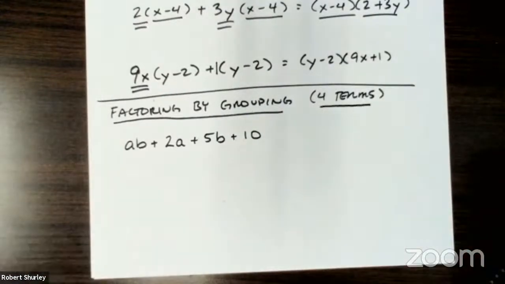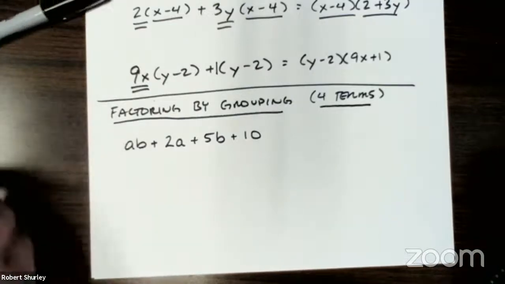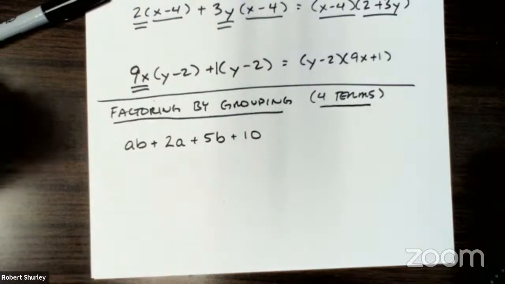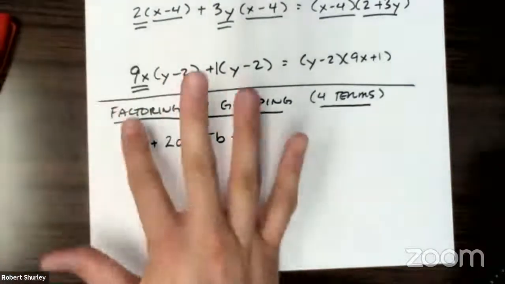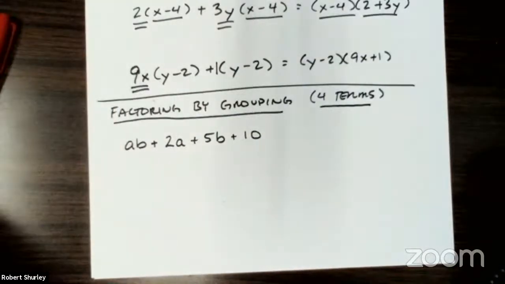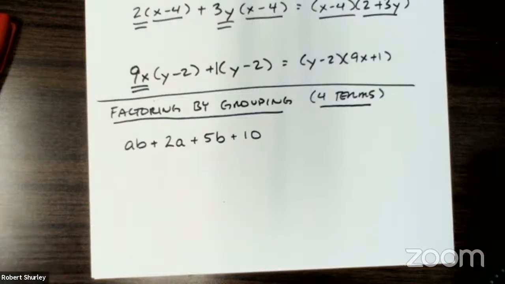So that's the indicator to use factor by grouping, because it's not always going to say, hey, factor this by grouping. It'll just say factor completely. And if you see 4 terms, your brain needs to go, I need to see if we can do this by grouping, because it'll make our life a lot easier. Okay, so how do we do this?